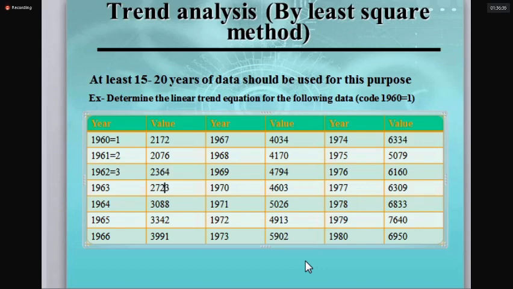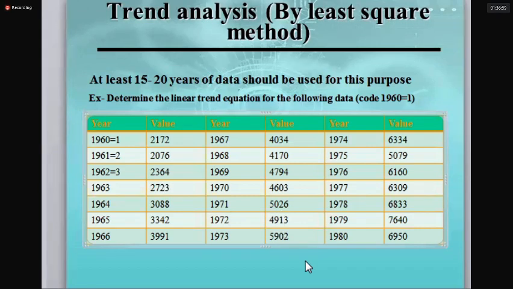31? Yes, 32. Is it 31 or 32? 32. Yes, it should be 32.